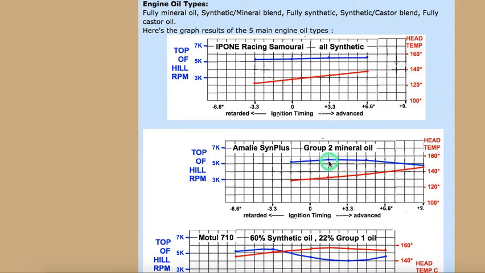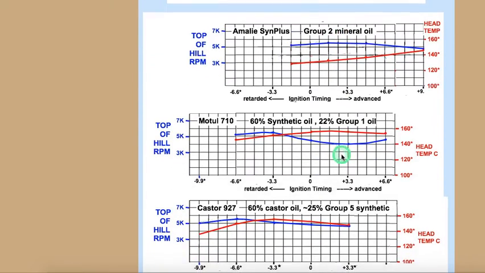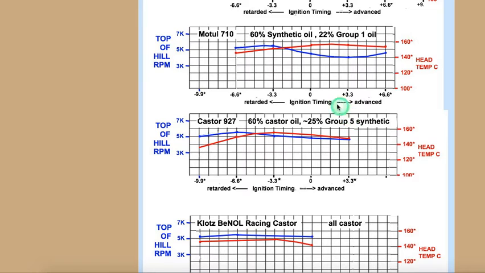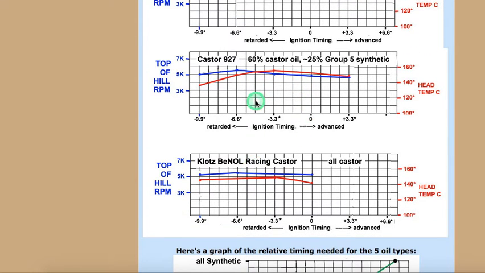Group 2 mineral oil, peaking right here, just about. Actually the peak on this one was right here, just by a little bit, like 200 RPM. And then the peak on the mineral oil is just next to the left there. Semi-synthetic, which is Motul 710, is getting over toward the retarded side because of the fast burn characteristics of the group 1 mineral oil. And then the 2 castor oils I tried, far left, the most retarded. Being on this side, retarded means it's a fast burn.